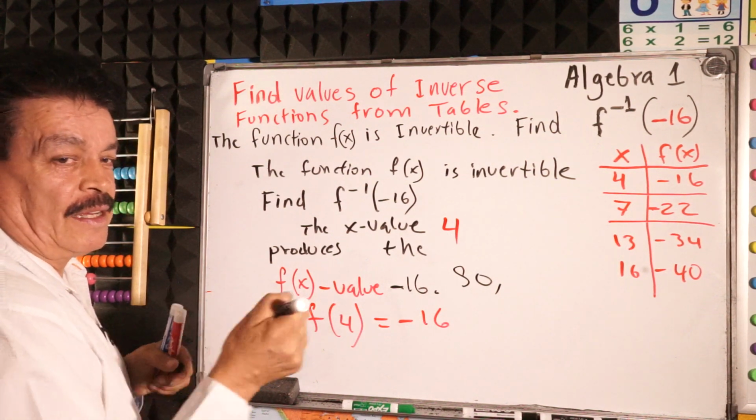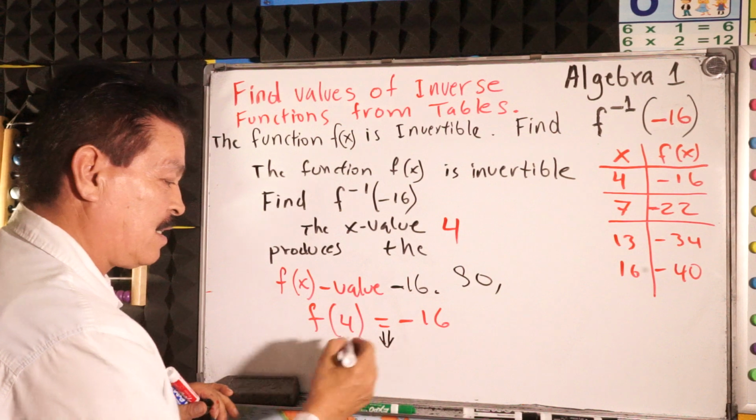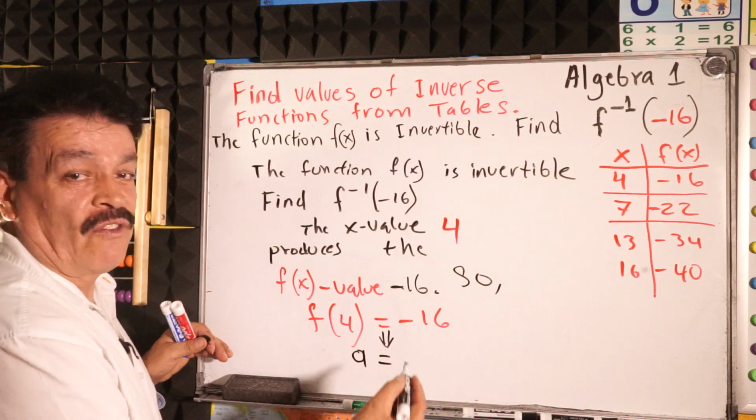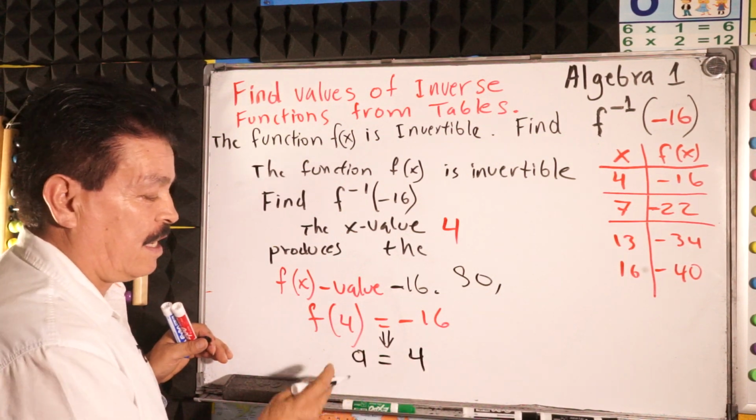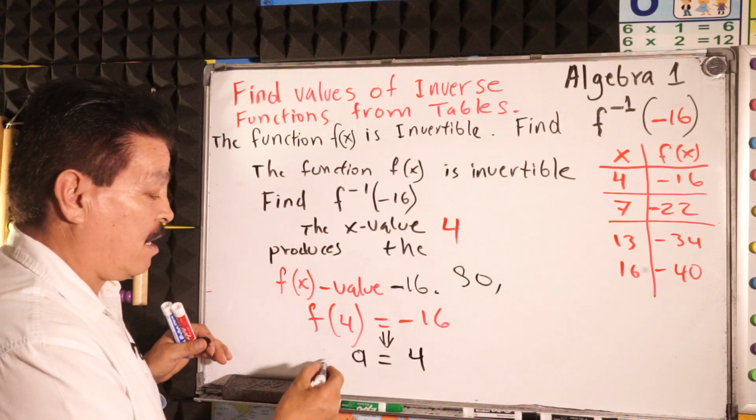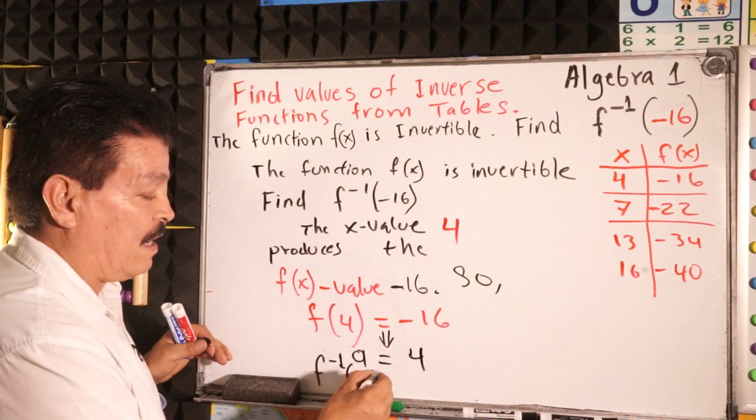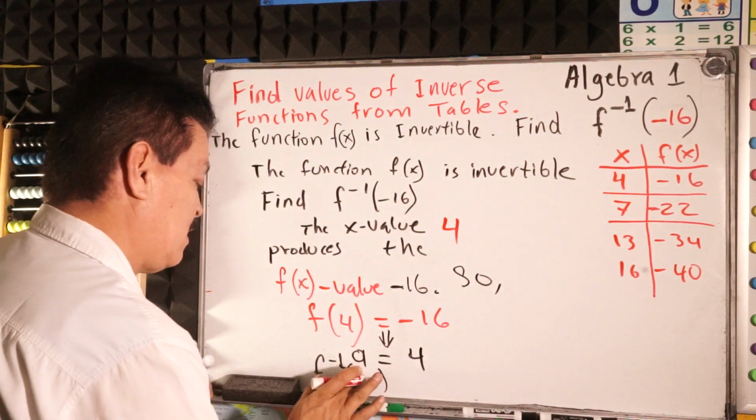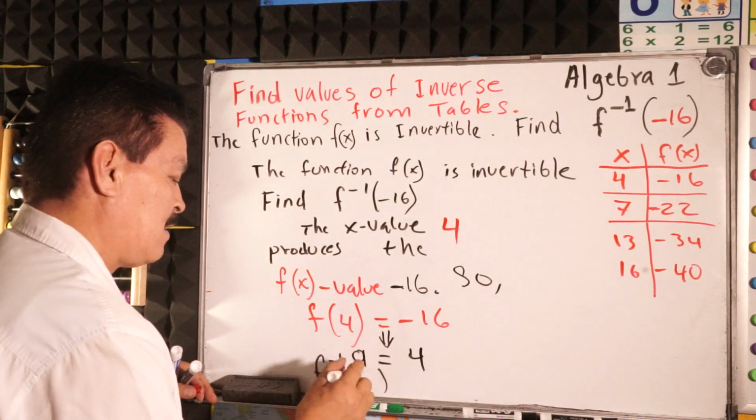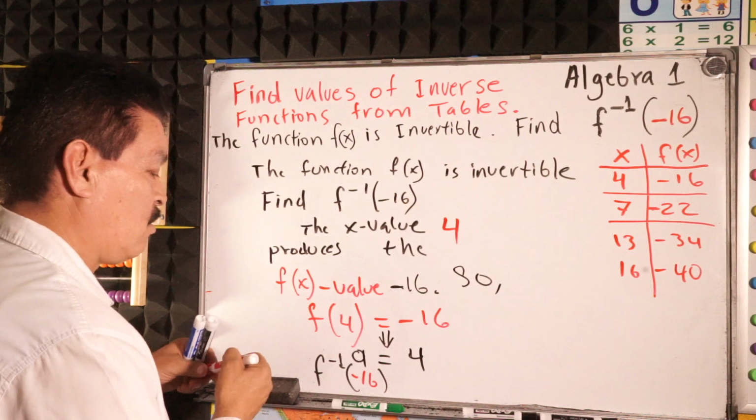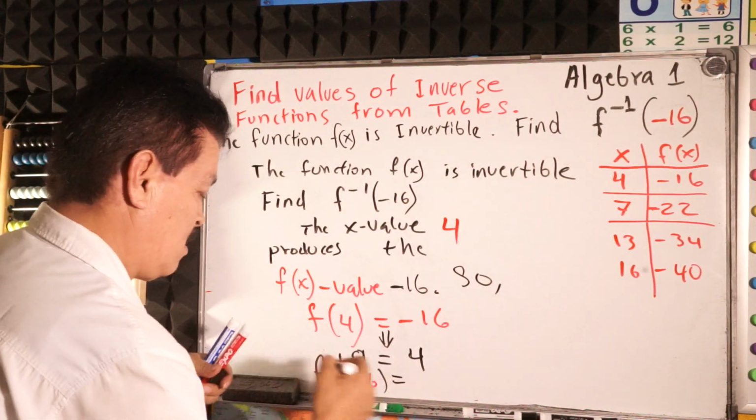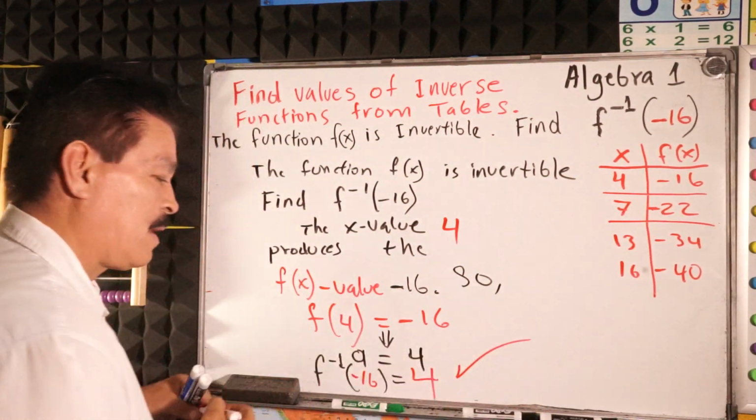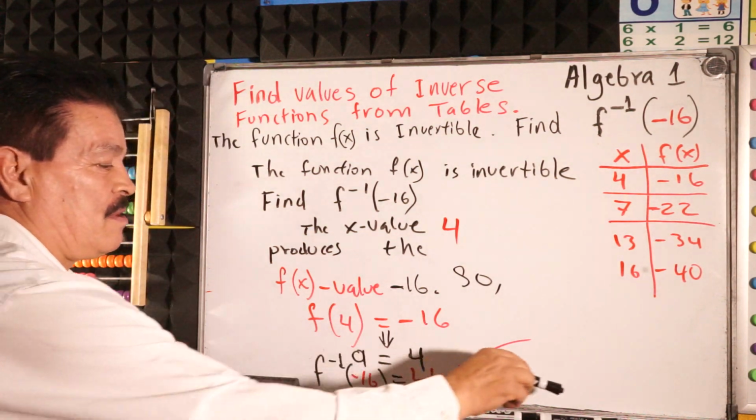You move it down here, just make it like this. So a equals 4. Now, the inverse of negative 16 equals 4. See? So that's it. Simple, no?